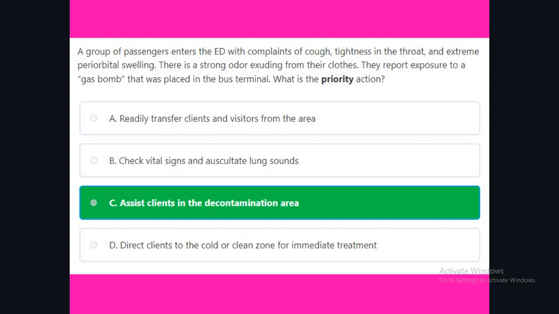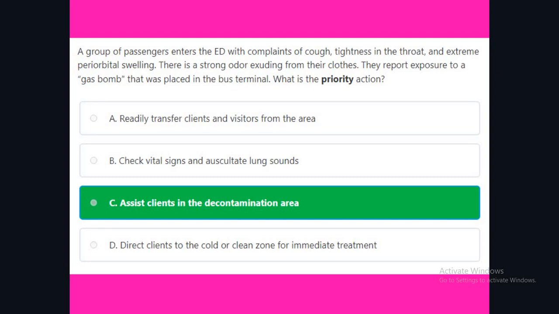A group of passengers enter the ED with complaints of cough, tightness in the throat, and extreme periorbital swelling. There is a strong odor exuding from their clothes. They report exposure to a gas bomb that was placed at the bus terminal. What is the priority action?